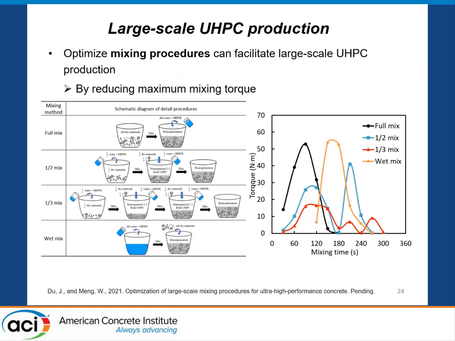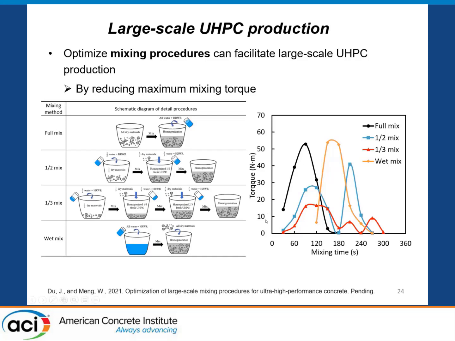So for example, if you have a mixer with a mixing torque capacity of around 20, okay? If you mix all your raw materials and the liquid at the same time, or you add the water first and then add all the raw materials to this liquid, the mixer might stop working because the mixing torque, as you can see, is more than 50, which exceeds the mixing capacity of the mixer.